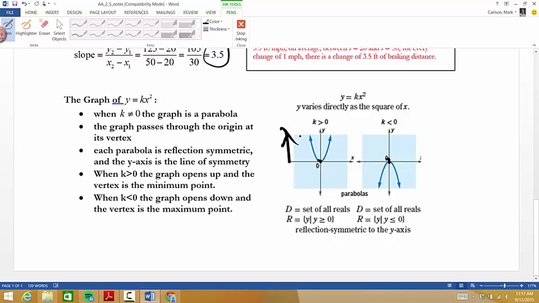And its minimum point, that vertex, will be at the point 0, 0. And if k is less than 0, it will have a maximum point at 0, 0, and it will open downward. Now, the domain for both of them is the set of all real numbers. However, the range, if k is greater than 0, is going to be those values that are greater than or equal to 0. And if k is less than 0, it's going to be those values that are less than or equal to 0. And once again, it is reflection symmetric over the y-axis.